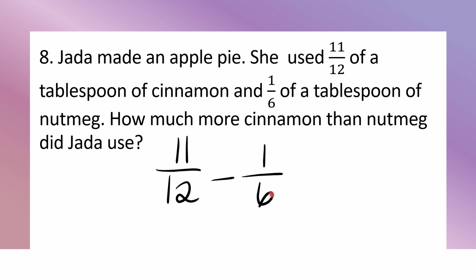All right, we're just going to use our algorithm from before. 6 times 11 is 66. 12 times 1 is 12. So we're doing 66 minus 12, and then our new denominator, excuse me, 12 times 6 is 72.